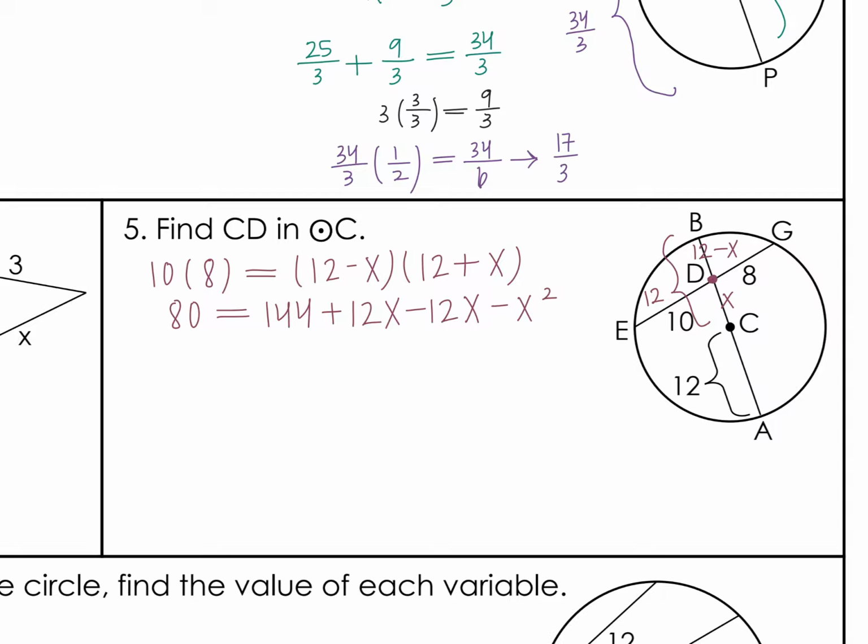All right, so right here, these two are going to just cancel out. And so I'm going to subtract that 144 to the other side to get a negative 64 is going to be equal to my negative x squared. Therefore, x squared is just equal to 64. And I can take the square root of both sides to get that my x is going to be equal to 8.